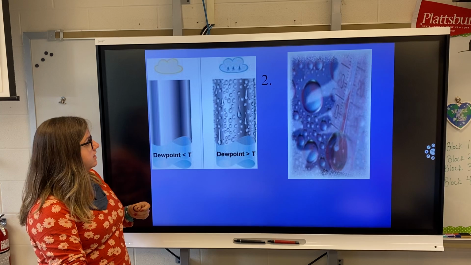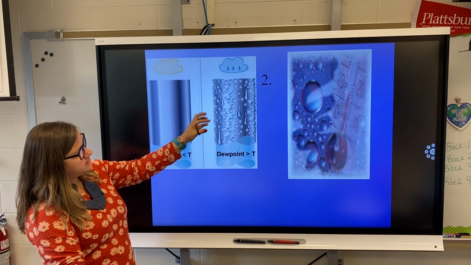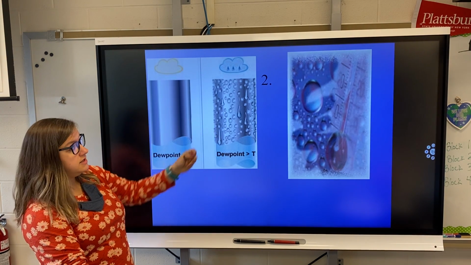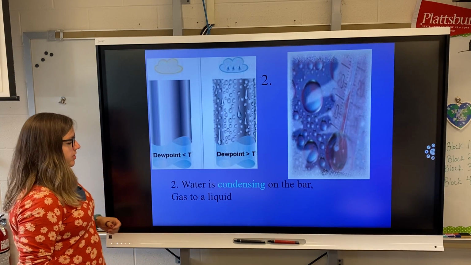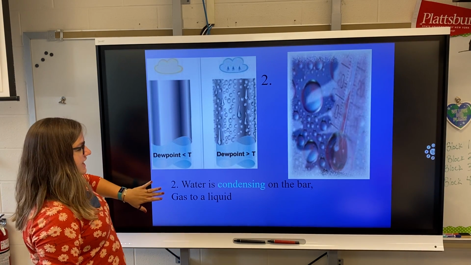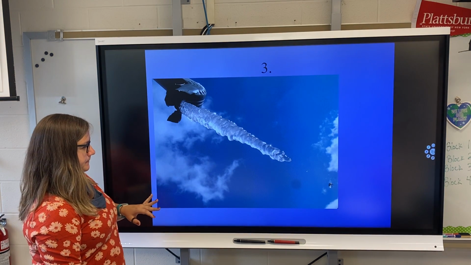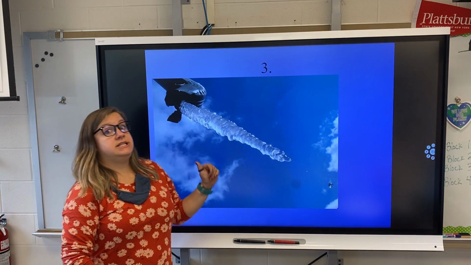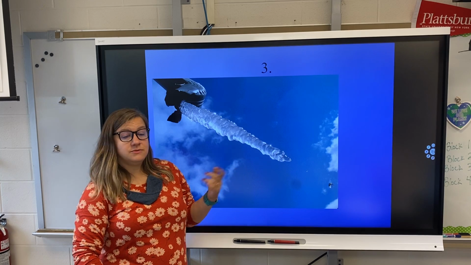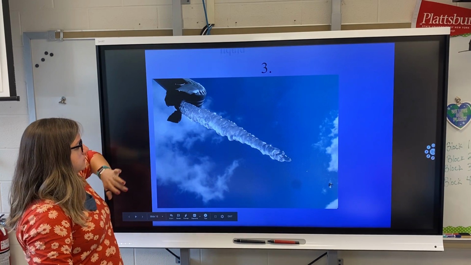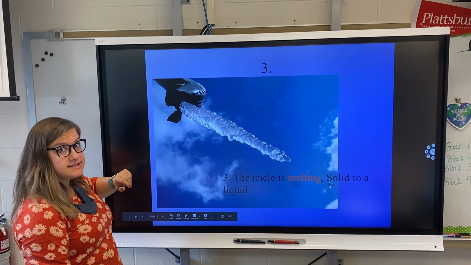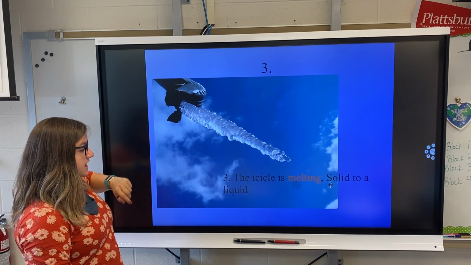What do you see happening here? You had water vapor that then is doing what to the metal? That is condensation. Water is condensing on the bar. So it's going from a gas to a liquid. A lot of you like to see this in the spring when you have an icicle that has water dripping off of it. Therefore it is melting. The icicle is melting. So it's going from a solid to a liquid.